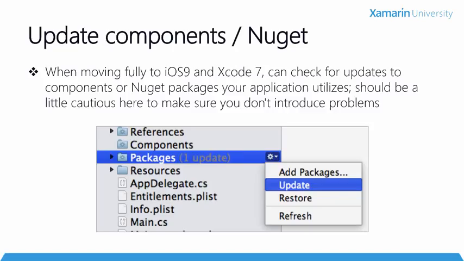Okay, so this next piece of advice is given with a little trepidation. If you're adding in new iOS 9 features and you've upgraded to Xcode 7, it might be wise to check for component and package updates. Several vendors have updated their components for iOS 9 capability or to leverage new features in the operating system. However, updating components can also break your app in horrible ways.